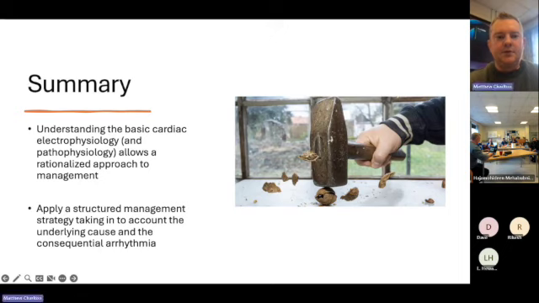Okay, so in summary, we've gone through a bit of the basic cardiac electrophysiology and the pathophysiology and a bit of a rationalized approach to management. And remember to apply a structured management strategy, taking into account the underlying cause, because that's probably the main thing, and therefore what the consequences might be. The point of this is that the majority of the time, you don't need to give everyone amiodarone to treat their arrhythmia. It's like using a hammer to crack a nut, because amiodarone works on every channel, doesn't it? It is a fantastic drug for critical care, but for long term, it's awful, because it doesn't really address the underlying issue. Exactly.